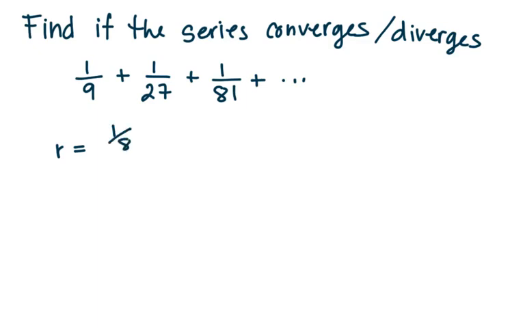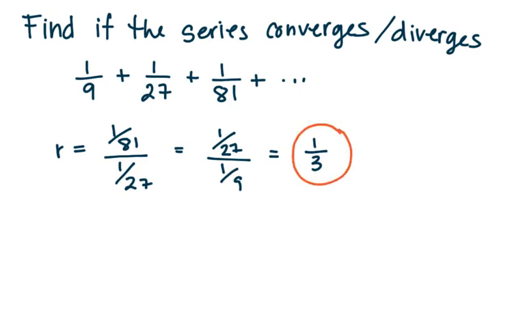So we could say 1 over 81 divided by 1 over 27, or 1 over 27 divided by 1 over 9. And these two values need to be exactly the same. And simplifying, you get a rate of 1/3. And automatically, because we know it's a geometric series and that ratio is fractional, less than 1, we know it's going to be convergent.